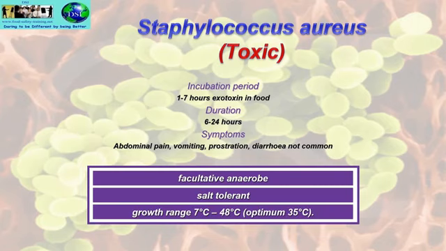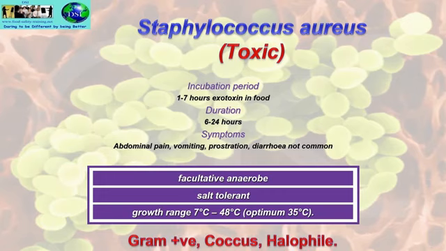The growth range is 7 to 48 degrees C. The optimum temperature, 35 degrees C, so just a little under the human 37 degrees C temperature. It's gram-positive. It's a coccus shape, so it's round, it's like a globe, and it's a halophile, salt tolerant. And as I've already mentioned, the picture in the background, that is Staphylococcus aureus under a microscope, looking very much as it does like a bunch of grapes, which is where Staphylococcus gets its name from.